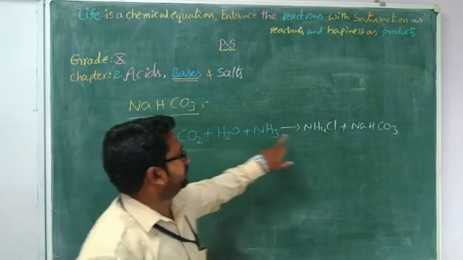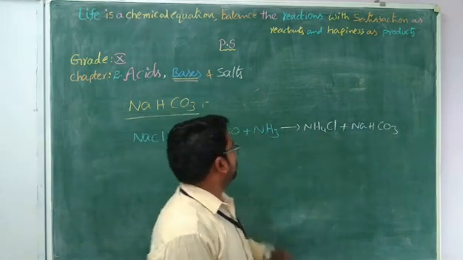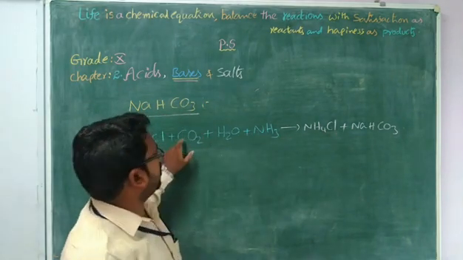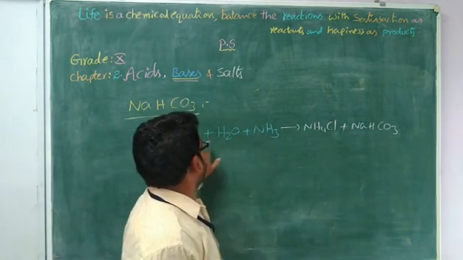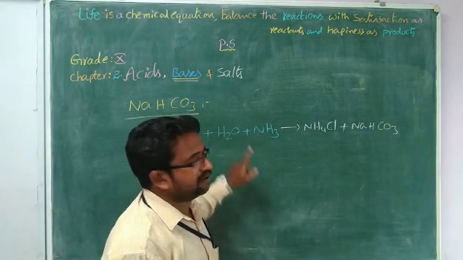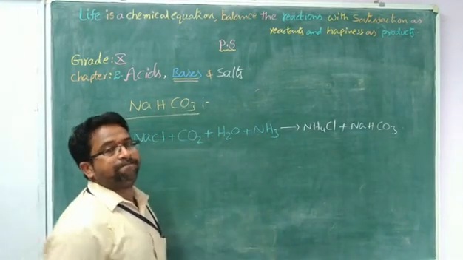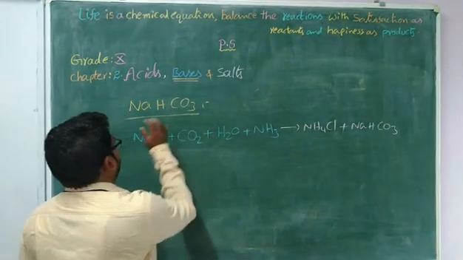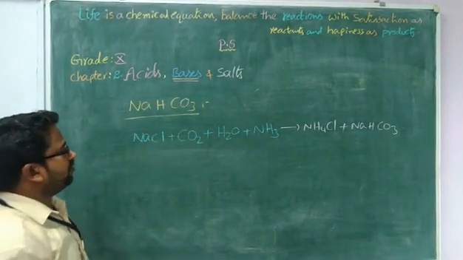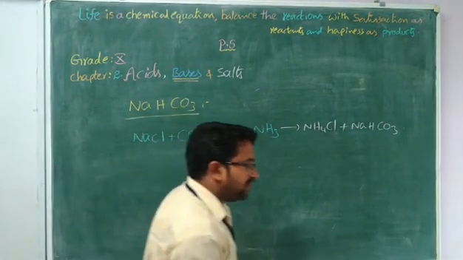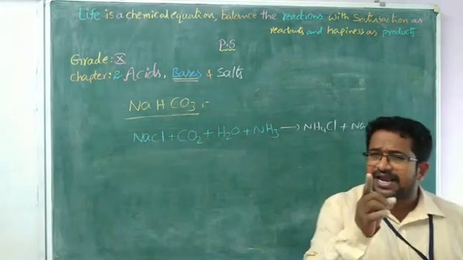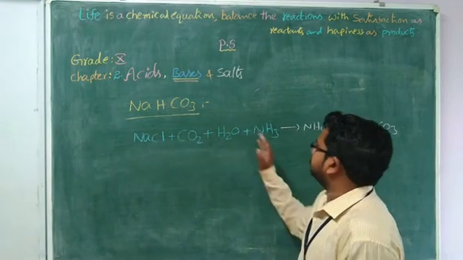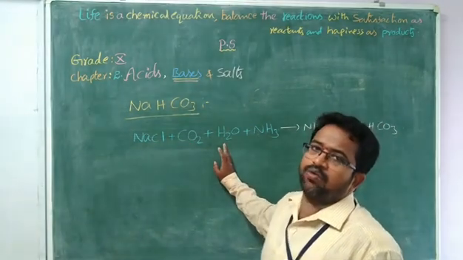See here, how many hydrogens? 3 and 2, 5. Here 4 and 1, 5. Sodium 1 and 1. Chlorine 1, 1. Carbon 1, 1. Oxygen 2, of course 2 here and 1 here. So the equation is already balanced. If you want to create sodium bicarbonate, you have to treat the sodium chloride with a slight acid and a slight base in aqueous medium.